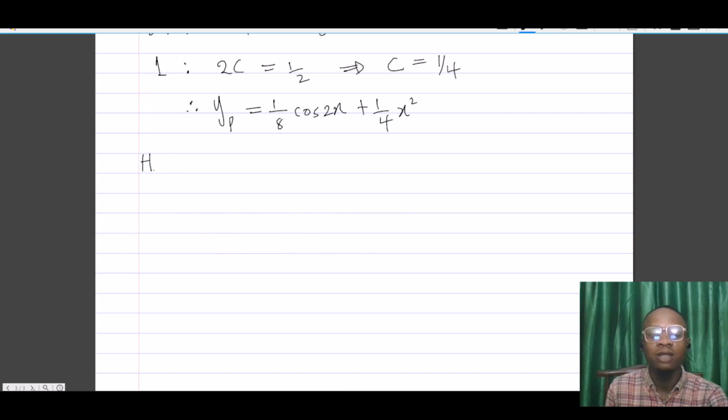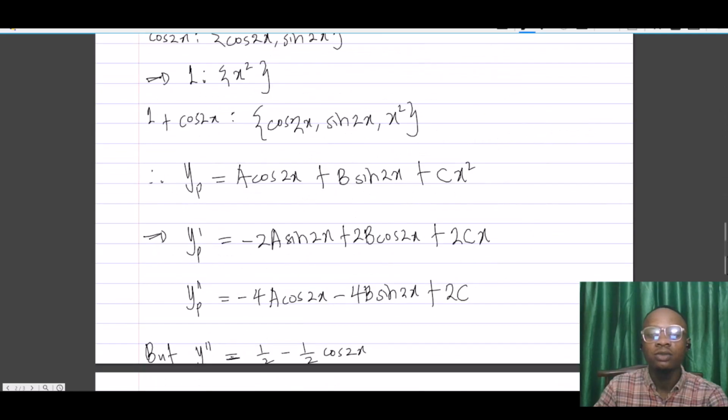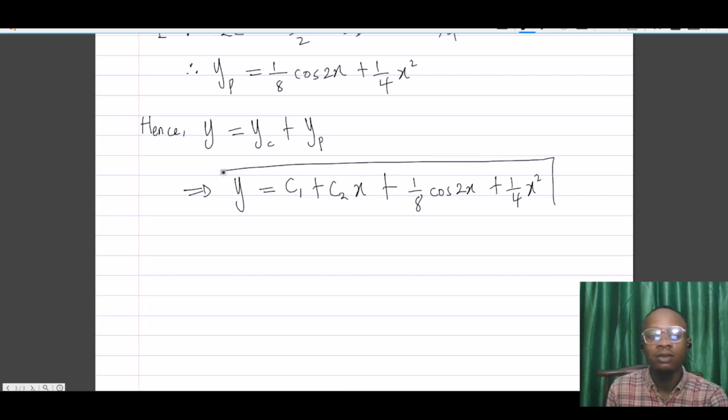So we can now write out our final solution, or our general solution. Y should be equal to y complementary plus y particular. So what is our y complementary? What's our y particular? Let's just get back up there. Our y complementary is c1 plus c2x, so we'll write that out here. What is our y particular? We just got that here. That's 1 over 8 cos 2x plus 1 over 4 x squared, and that gives us our result.